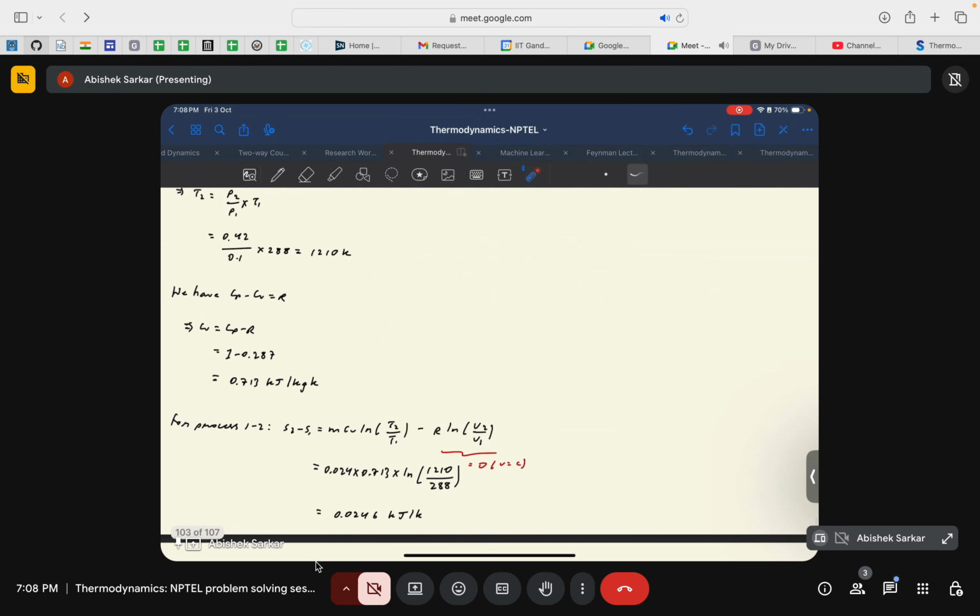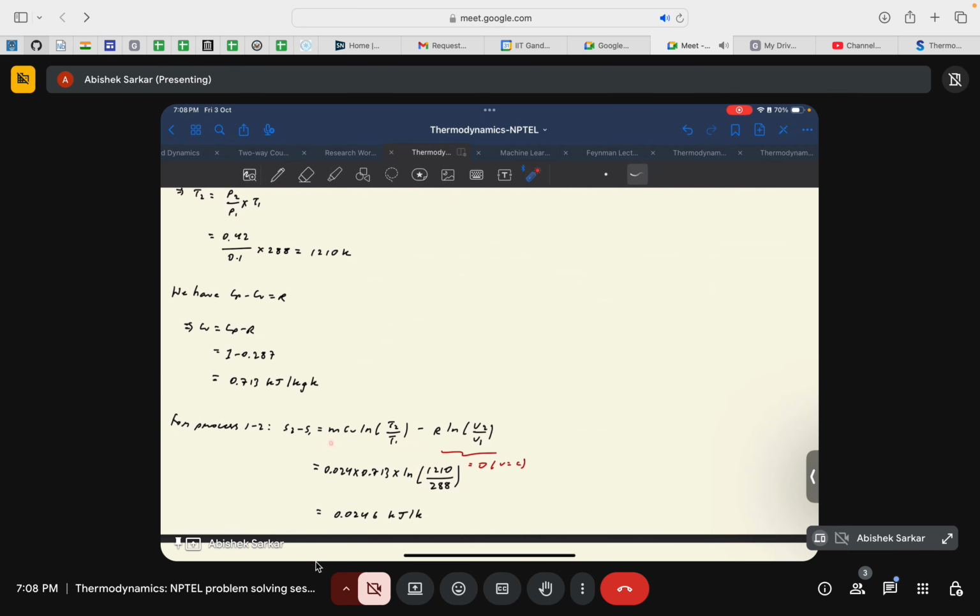Now from this relation, the net change in entropy for process 1 to 2 would be given by S2 minus S1 is equal to m Cv ln T2 by T1 minus R ln V2 by V1. Now since it's a constant volume process, this would be equal to 0 because V2 by V1 will be equal to 1, and natural log of 1 will give you 0. So we are left with this term.